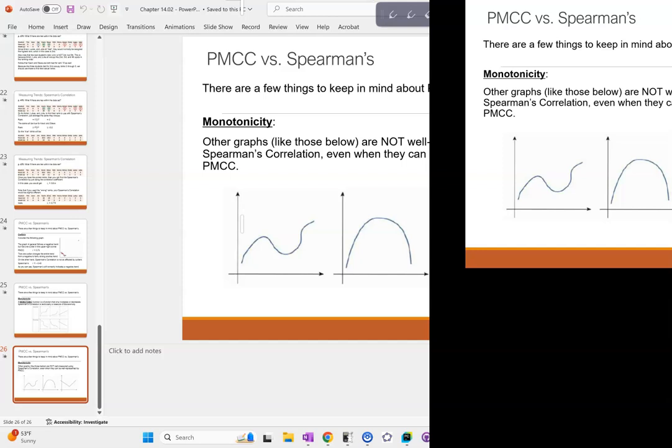Do you feel okay? So again, it's just talking about, if I look at my scatter plot, can I tell which correlation coefficient I should use to give myself the best description of the relationship going on? That's what we're talking about right now.